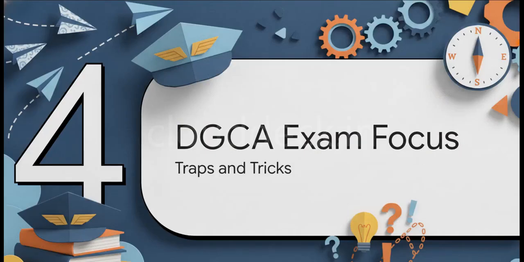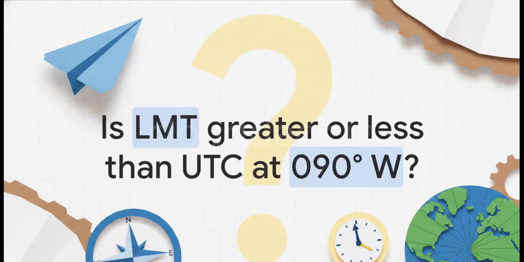All right, time to switch from instructor mode to exam coach mode. Section 4, DGCA Exam Focus. Let's expose some of the exact trick questions they're going to throw at you. Here's a classic phrasing trap. Put yourself in the hot seat right now. The question asks, an aircraft is at 90 degrees west longitude. Is LMT greater or less than UTC? Your options are usually A, greater, B, less, or C, equal.